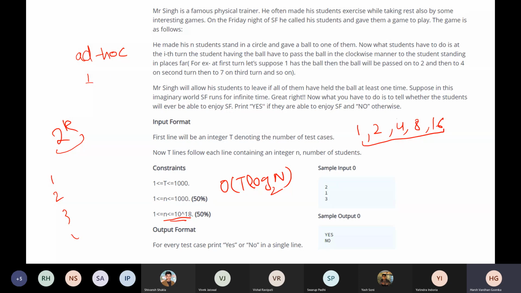So is the idea clear to everyone? How we can solve for 10^18 without proving? If it is clear, please somebody unmute and say yes. Yeah, it is.